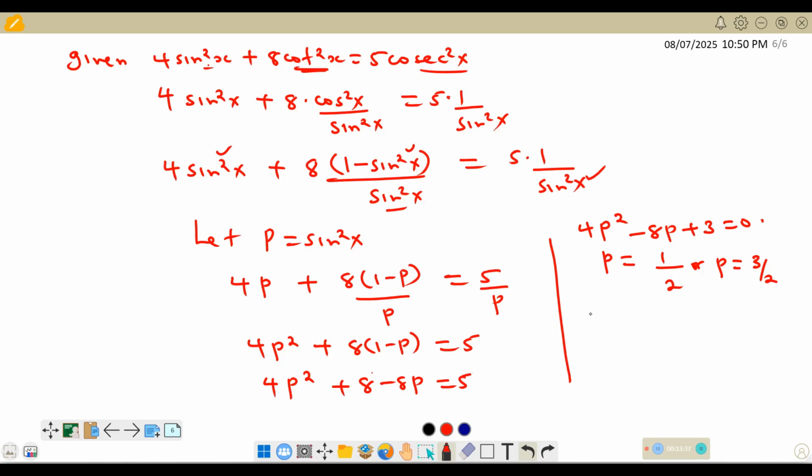So you realize your p is sine squared, so you will have sine squared of x, which is 1 over 2, or you will have sine squared of x, which is 3 by 2. But of course, this will be undefined here. Sine will be undefined because 3 over 2 will be a big value when you take the square root. So here you will have your sine of x, which is plus or minus 1 upon the square root of 2, or else you will have sine of x, which is equal to plus or minus the square root of 3 over the square root of 2.